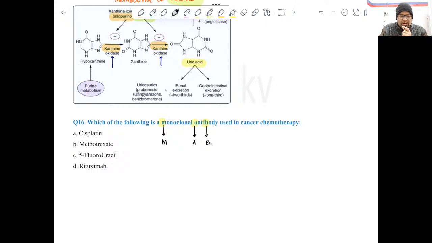So you are getting this word MAB. Any drug which ends with MAB is a monoclonal antibody. Is that clear? So monoclonal antibody, right? Remember, MAB, the term has been taken from the words themselves. So the answer is very easy here. Yes, Chaitanya, this is rituximab.